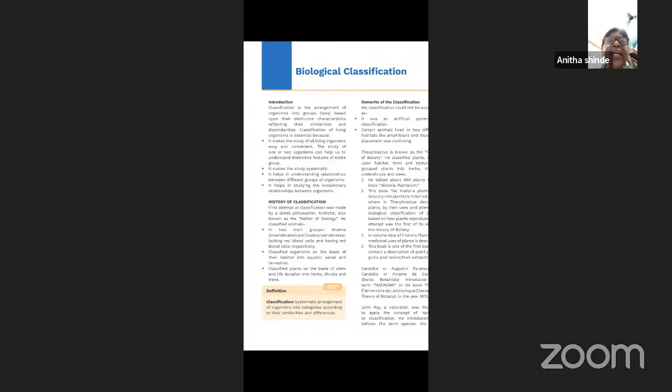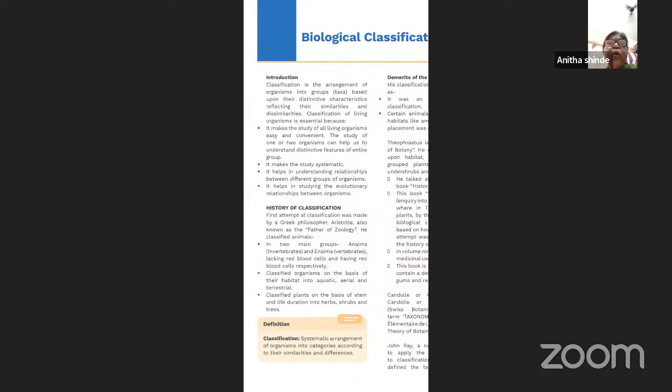So classification is nothing but arrangement. As I have told you, it is the arrangement of organisms into various groups, or various taxa, based on certain distinctive characteristic features, reflecting their similarities as well as dissimilarities. All the groups which have similar characters will be grouped together, and the groups which have dissimilar characters will be put into another group. Like that, they have classified the organisms, based on their similarities or dissimilarities.